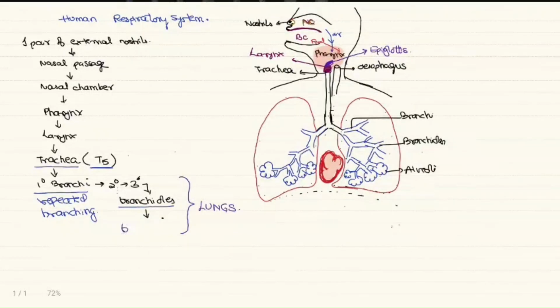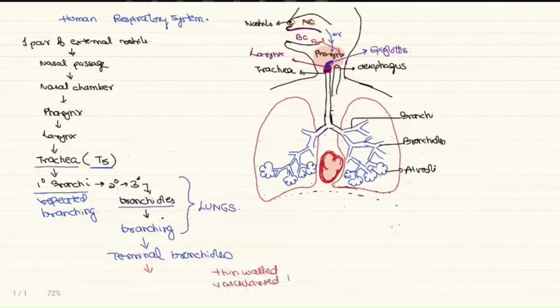These bronchioles will go for further branching, and they will end up in the terminal bronchioles. These terminal bronchioles then end up into a number of very thin-walled, vascularized bags called as alveoli. And if you remember, alveoli is the structural and functional unit of the lungs.